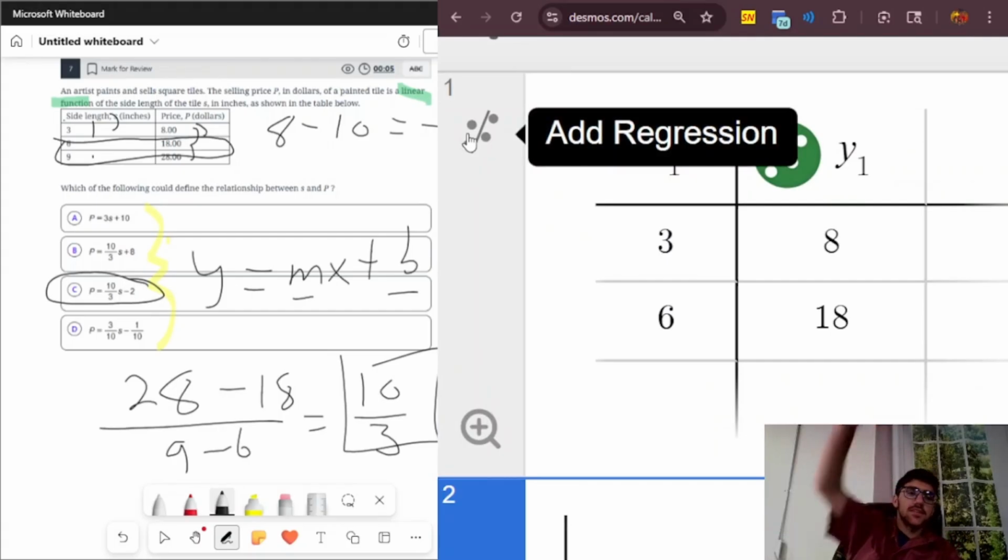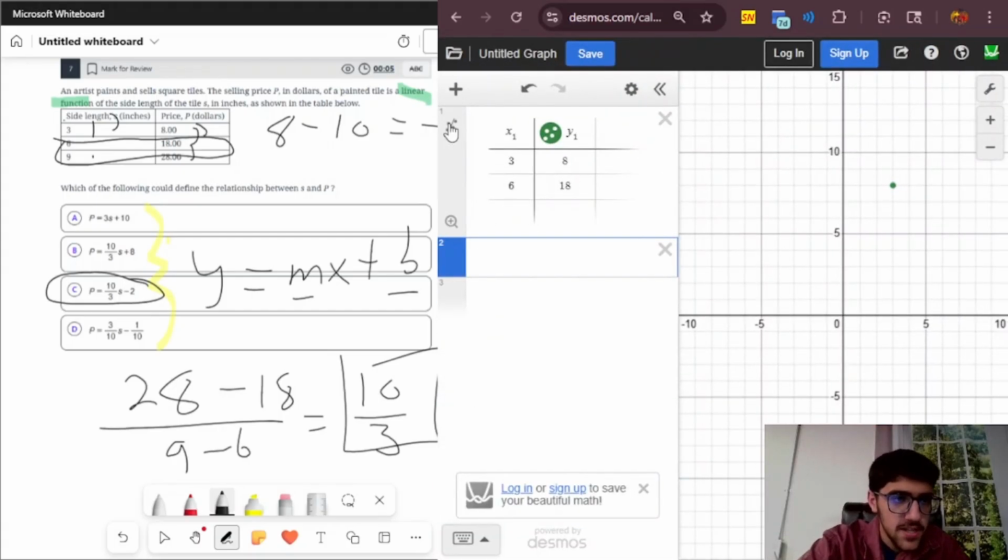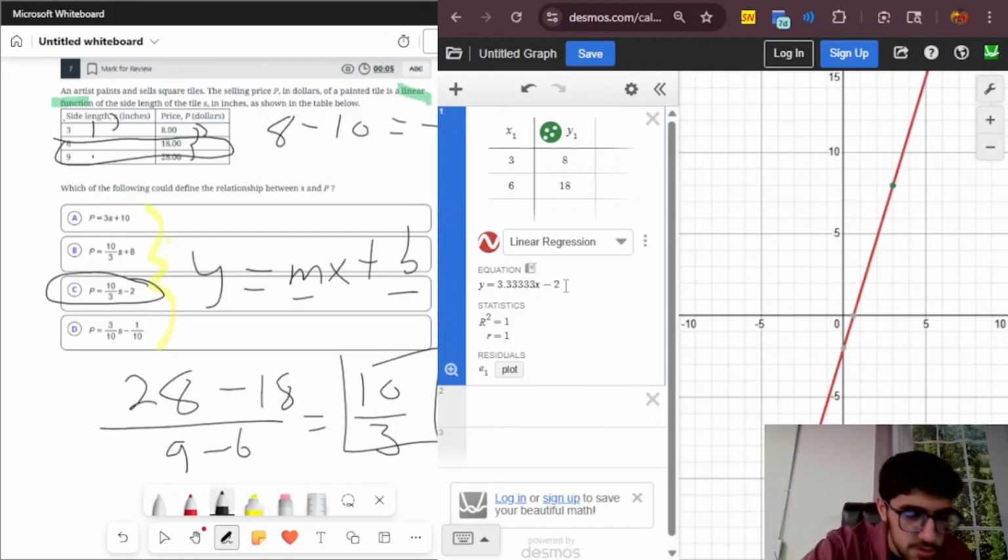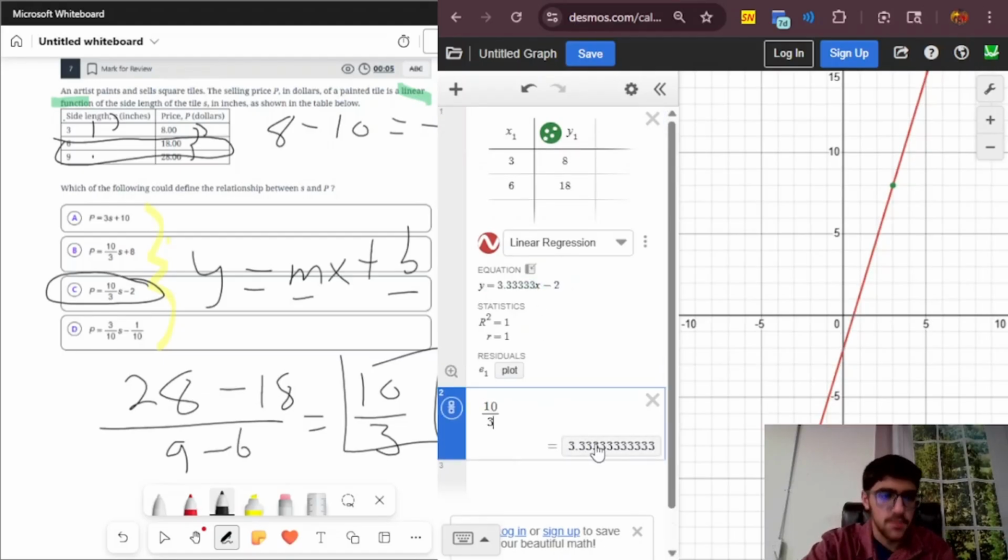It's like a line with 2 dots, and it should say add regression. And then you just click on that, and then it gives you the line. It literally just gives you a line. So right here, it tells you 3.33333x minus 2. y is equal to 3.333x, and 10 over 3 is 3.333. So that would give you this answer that we got, C. So instead of doing all that work, you could have just found the y-intercept like we did, or you could just do linear regression. They both take about the same time, but this one's a lot easier. Just plug in points, click regression, it should give it to you. So yeah, that is another way.